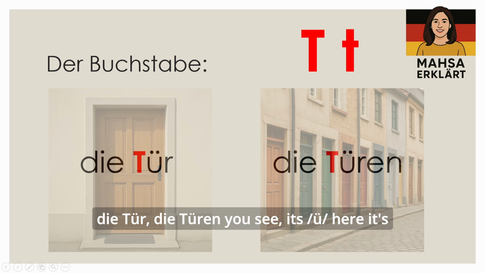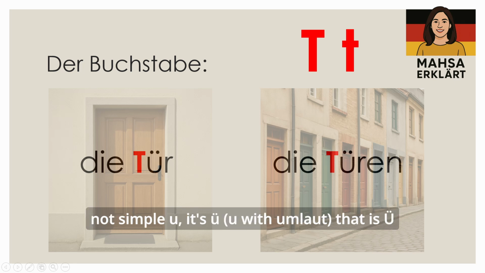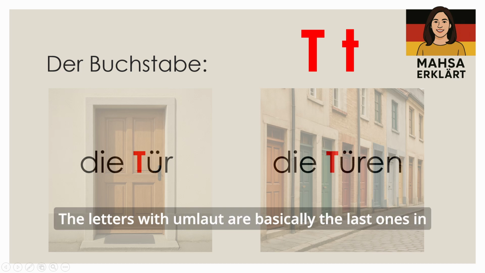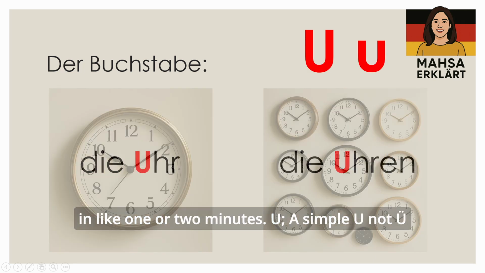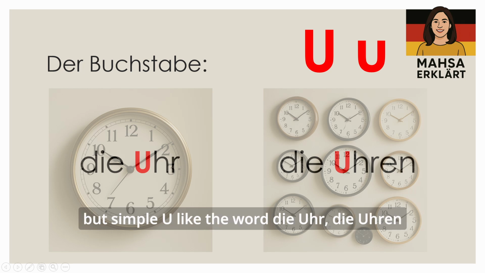You see, it's Ü here, it's not simple U, it's U with umlaut, that is Ü. The letters with umlaut are basically the last ones in the German alphabet, so we'll be covering them in like 1 or 2 minutes. U. A simple U, not Ü, but simple U. Like the word die Uhr, die Uhren.